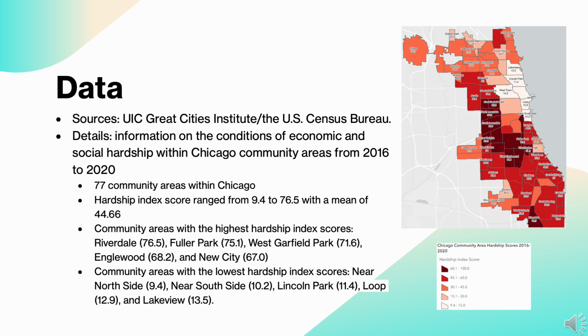There are 77 community areas within Chicago. The hardship index score for those community areas ranged from 9.4 to 76.5 with a mean of 44.66. The community areas with the highest hardship index scores were Riverdale at 76.5, Fuller Park, West Garfield Park, Englewood, and New City. The areas with the lowest hardship index scores were Near North Side at 9.4, Near South Side, Lincoln Park, The Loop, and Lakeview.